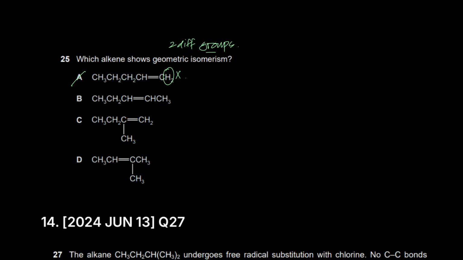This carbon is bonded to a hydrogen and a CH3. This carbon is bonded to a hydrogen and this entire group. These are different groups, and therefore B is the correct option. If you look at C, this carbon is bonded to 2 hydrogens. Again, each carbon in the double bond must be bonded to 2 different groups of atoms, so this is wrong. In D, this carbon is bonded to a CH3 and another CH3, so it is bonded to the same group of atoms, not different. Therefore, D is also wrong. So B is the correct option.